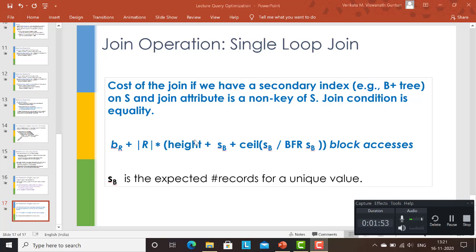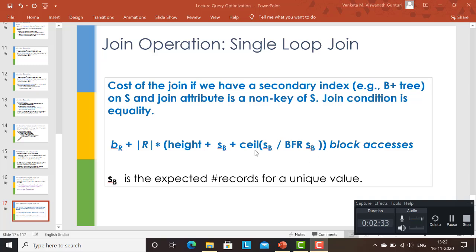So that height comes here, and then I assume that SB is the expected number of records for any one particular unique value. Let's say if you are considering this departments as the example, then SB, you can expect it to be the number of faculty in a department. I know it's an approximation, but you can store some average value, right? So for any one particular department, you need to retrieve SB number of records from your employee table, right?